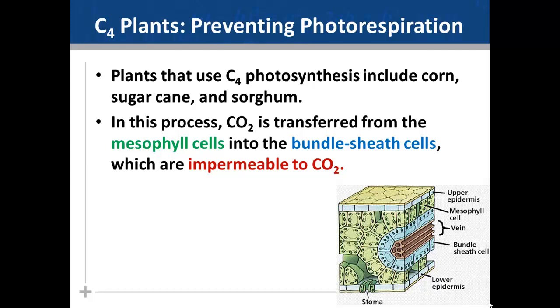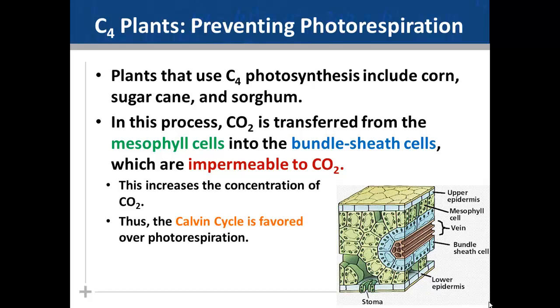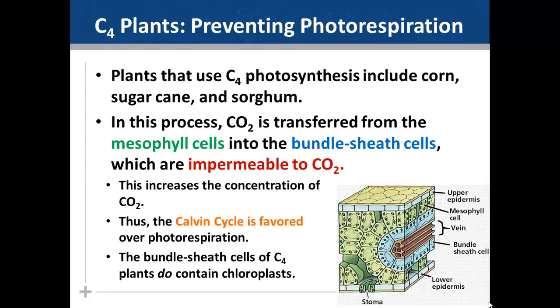And so if you think about it that way, your concentration of carbon dioxide is going to go up. Because if you're stockpiling all this carbon dioxide in the bundle sheath cells, none of it is going to escape, and your concentration is simply going to go up. As a result, the Calvin cycle is favored over photorespiration, because there's more carbon dioxide than oxygen, because you are purposefully pumping carbon dioxide into those bundle sheath cells.